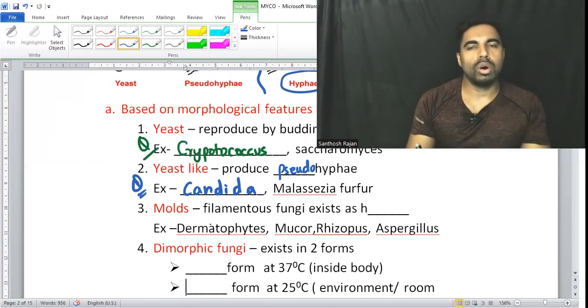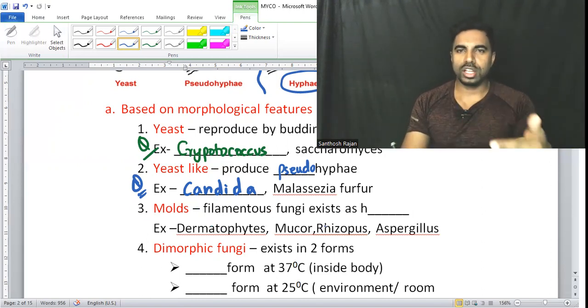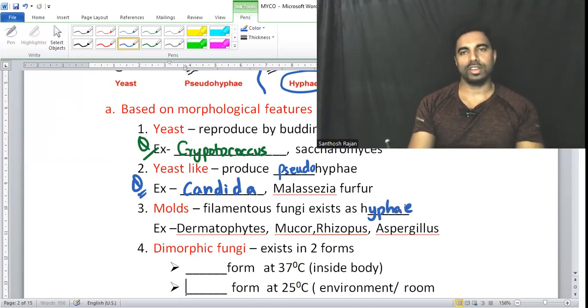Molds, though, like mucor, rhizopus, aspergillus, dermatophytes, all these things are molds. This means what? Hyphae. The classic thing is that they have hyphae, that's it.